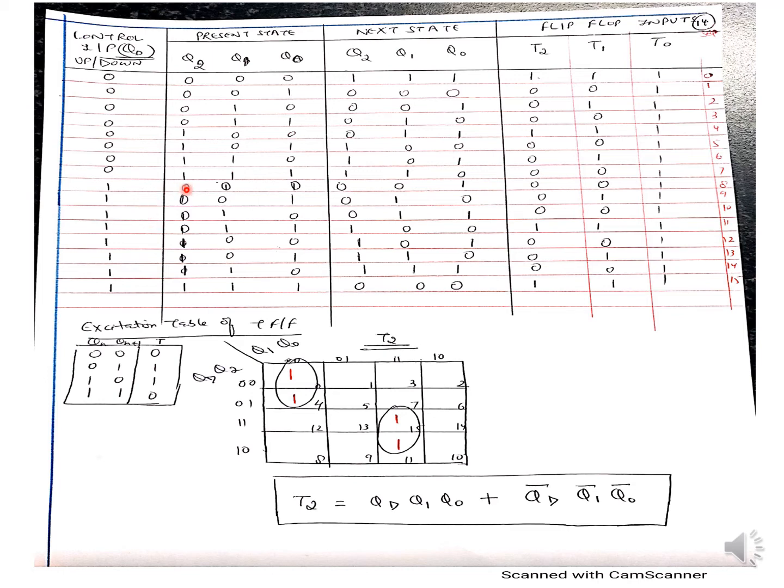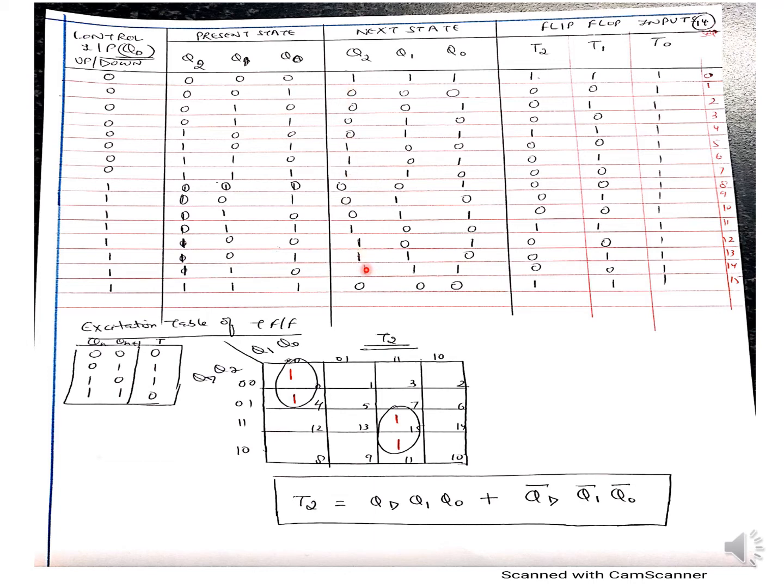And this is the up sequence. 0, 0, 0, so the next state will be 0, 0, 1. 0, 0, 1, the next state will be 0, 1, 0. And after 1, 1, 1, it will again count to 0, 0, 0. So it is the same operation as the normal counter, and the other is the descending order.